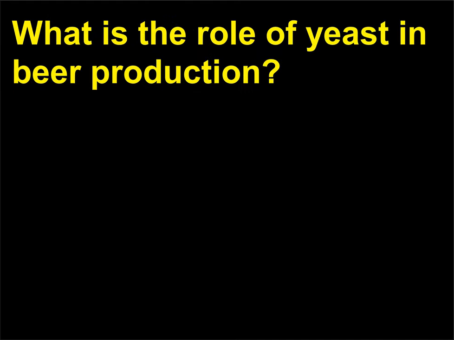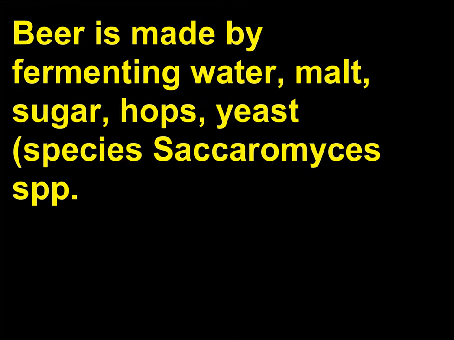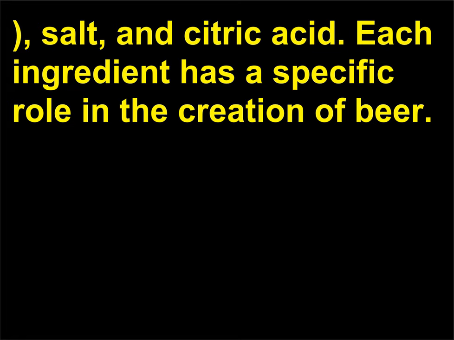What is the role of yeast in beer production? Beer is made by fermenting water, malt, sugar, hops, yeast, species Saccharomyces spp., salt, and citric acid. Each ingredient has a specific role in the creation of beer.